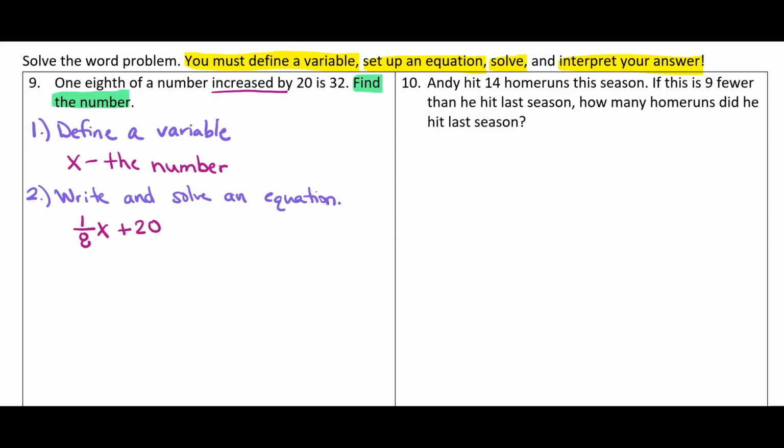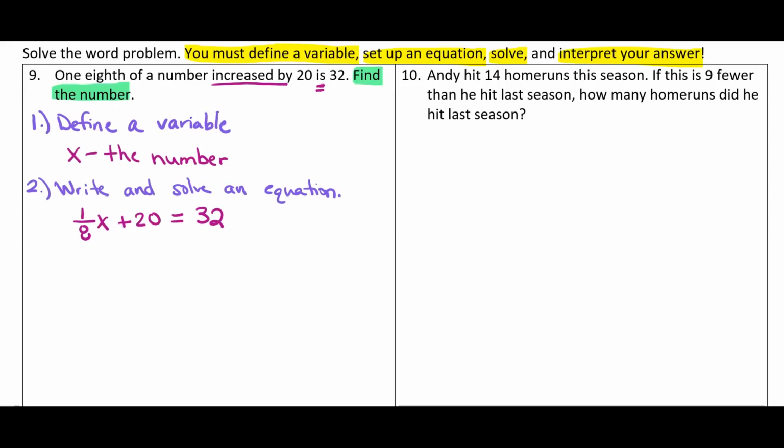And anytime you see the word "is," it means equals. That's a big deal. So 1/8 x plus 20 equals 32. Now we've translated these words into an algebraic equation, so now we're going to simply solve it. We're going to subtract our 20 from both sides. So 1/8 x equals 12.